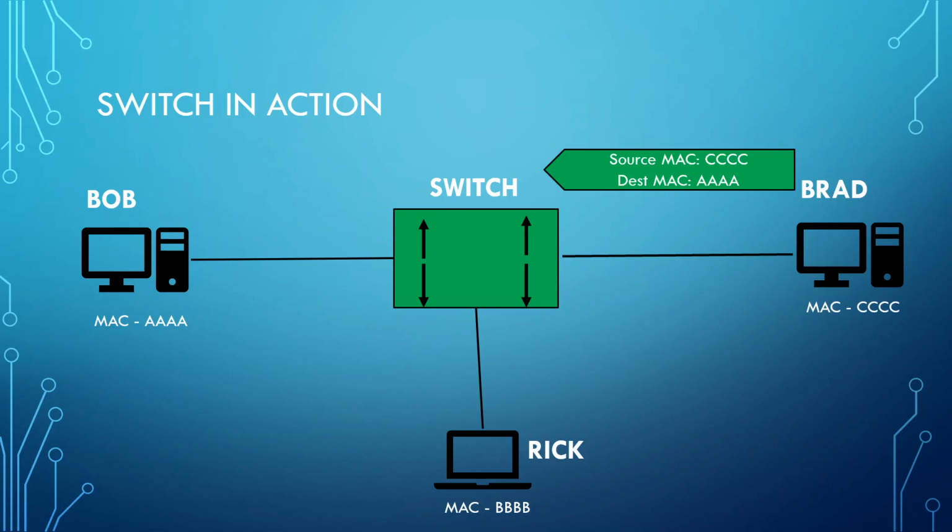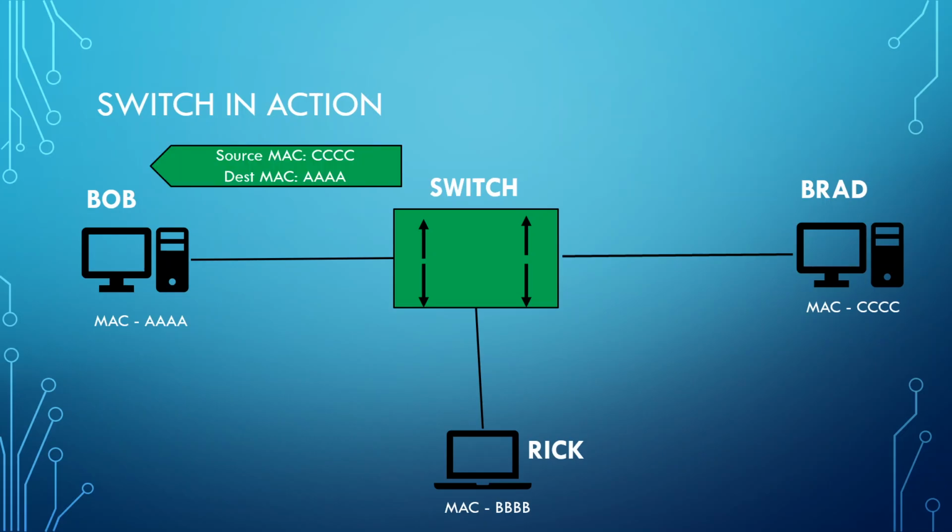So now Brad knows that it can reach Bob by sending the data, in this case a return email, to destination MAC AAAA. And again, it's going to source this data. Essentially, imagine that you were putting this data into a letter. The source address is going to be its own MAC address. And again, when the switch receives this data, it knows that in order to reach Bob, it needs to forward this data out the port on its left.